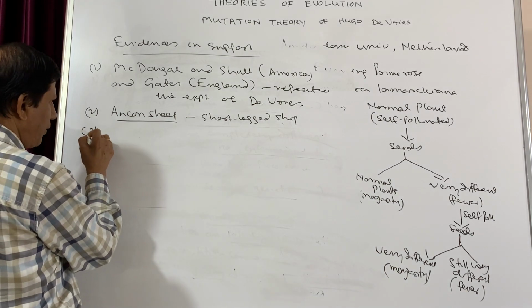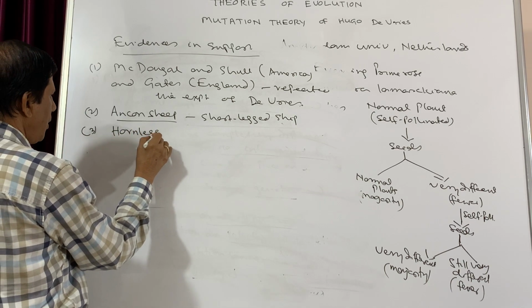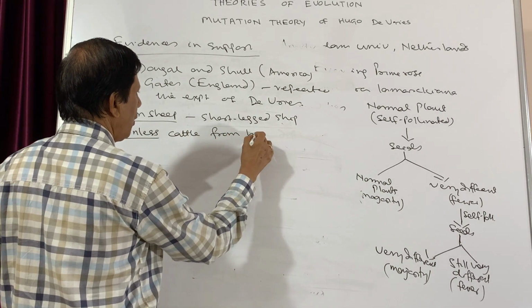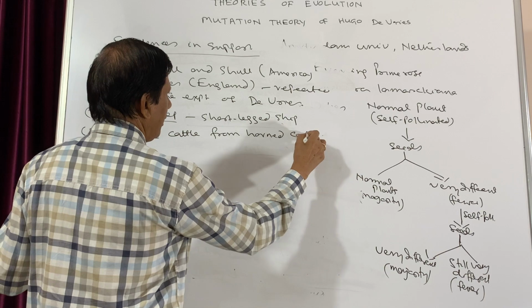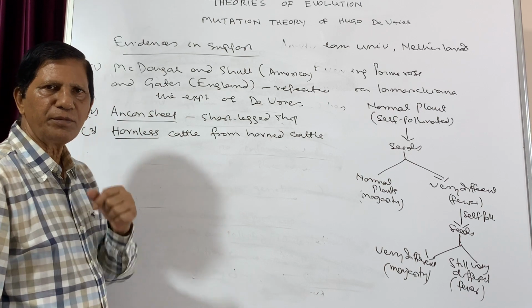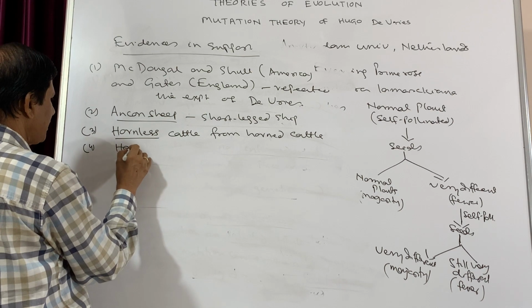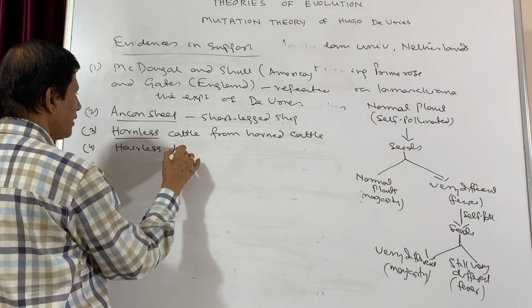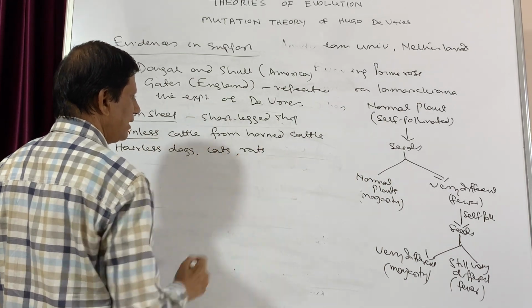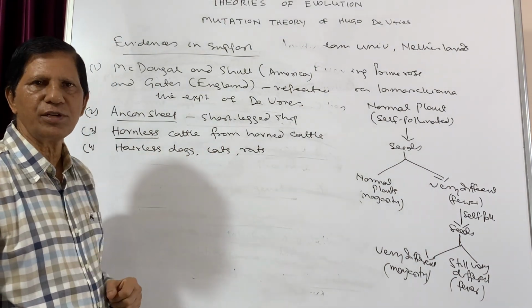And the third point also, that is the hornless cattle from horned cattle. That means a hornless cattle has been obtained from horned cattle as a result of a mutation. Similarly, the fourth point is hairless dogs, cats, rats. They have been obtained from the haired dogs, cats and rats as a result of a mutation.